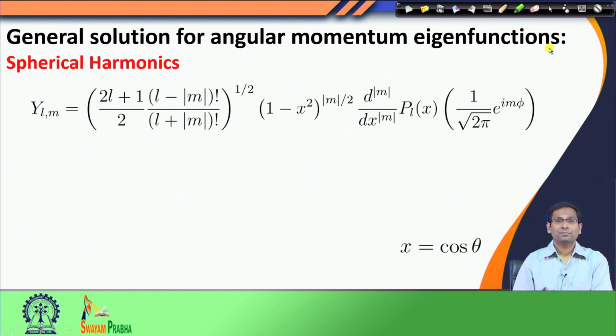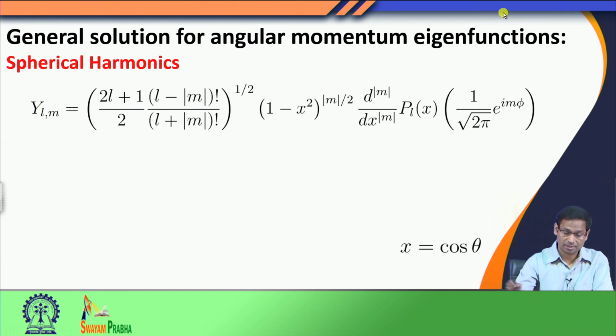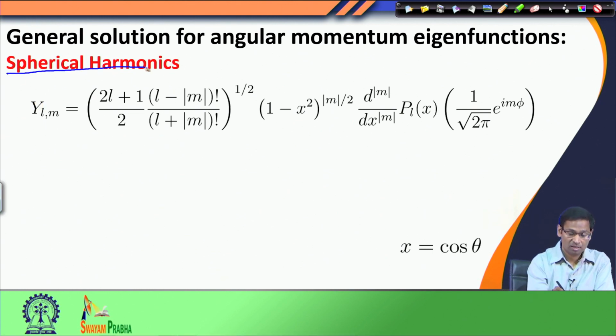The general solutions for these angular momentum eigenfunctions are known as spherical harmonics. The form of these spherical harmonics functions is given here. They may appear very scary to you, but do not worry about them. We will actually break this down for you, so that this form will be very meaningful for you.